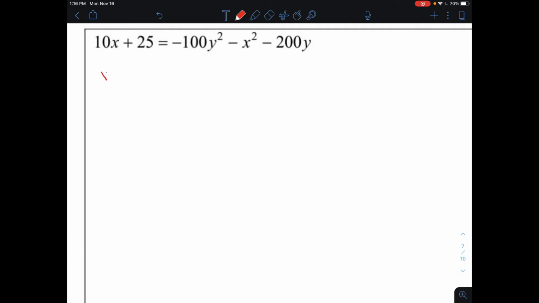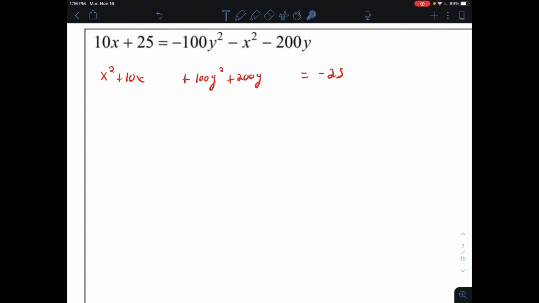And when I do that, I wind up having x squared plus 10x. I'm going to leave myself a little bit of room. You'll see why in a minute. Plus 100y squared plus 200y, leave myself a little room, is equal to negative 25. Now, I want to go through the process and complete the square. The reason is because I'm trying to write in standard form.